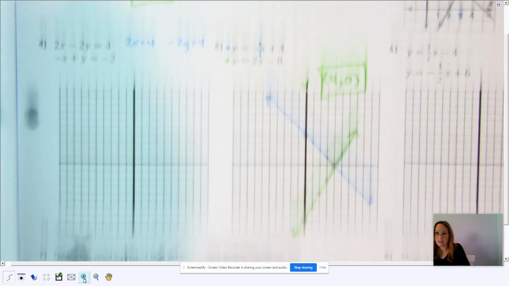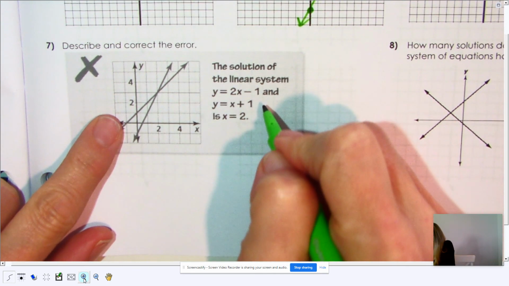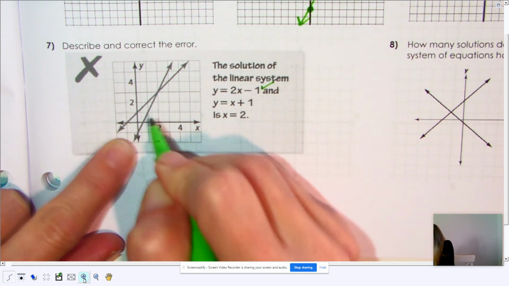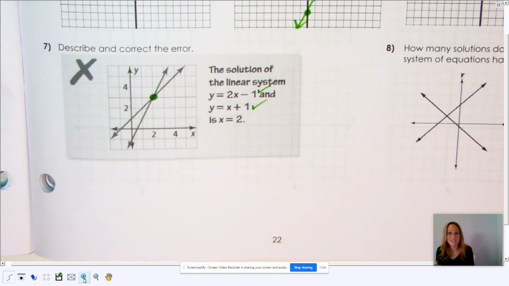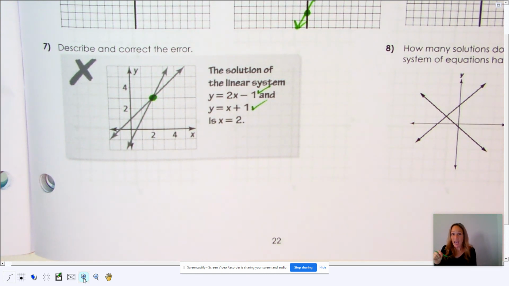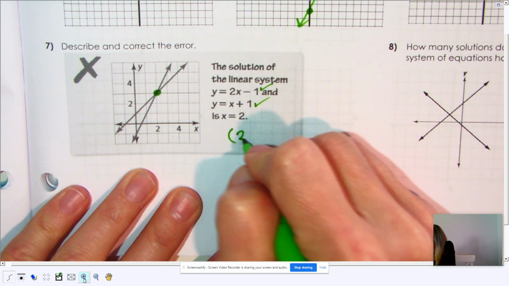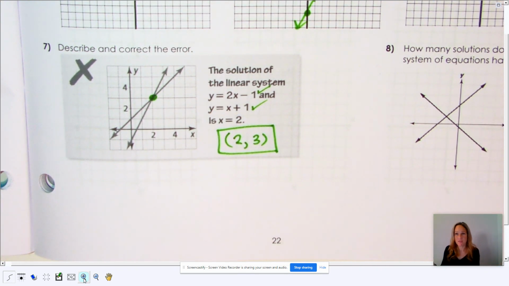Okay, question number 7 says, describe and correct the error. The solution of the linear system is x equals 2. Okay, that's kind of right. It's half right, right? Let's see, make sure they graphed it correctly. So we started at -1, we went up 2 over 1, up 2 over 1. That looks great. This one, we started at 1 and went up 1 over 1. That looks great. But remember, the solution has an input and an output. So yes, when x is 2, but also when y is 3. So the way that we give our answer is 2, 3. Okay, we want to make sure that we give both parts of the answer.